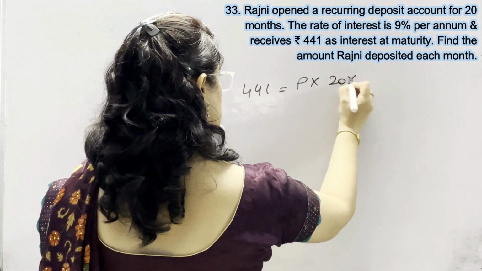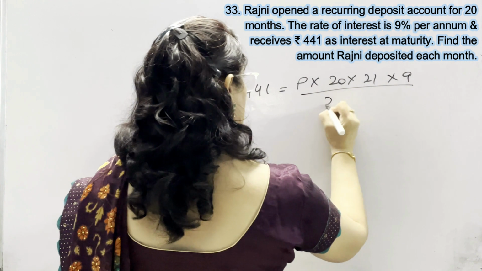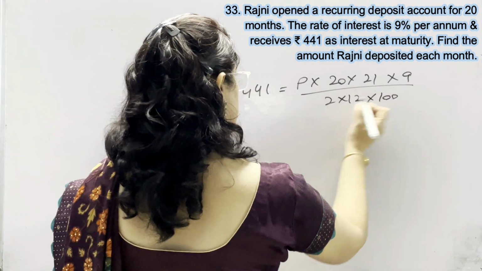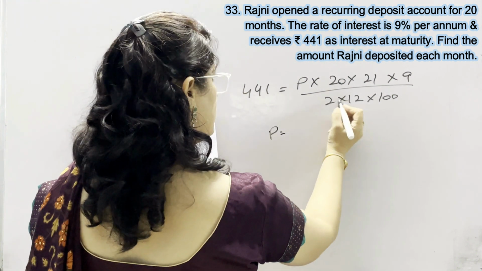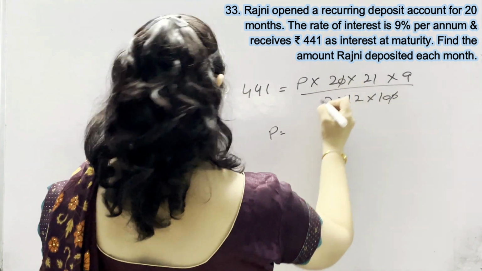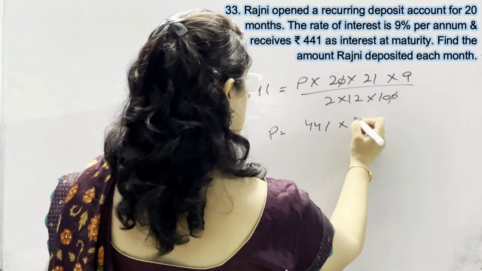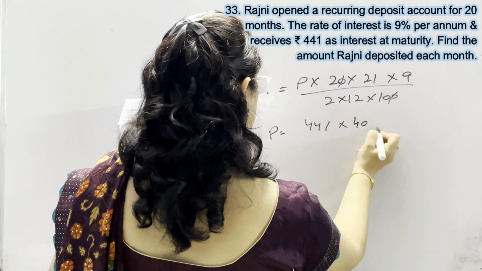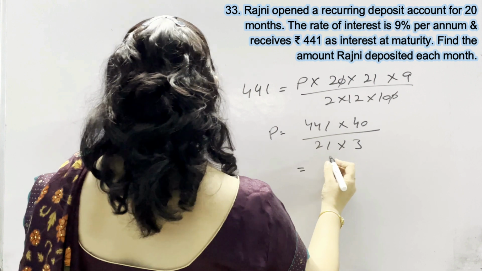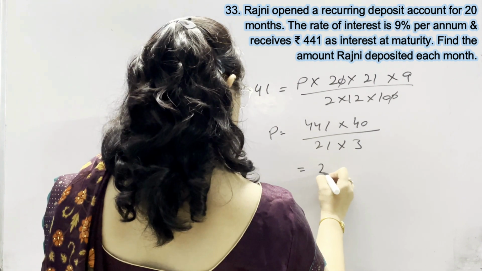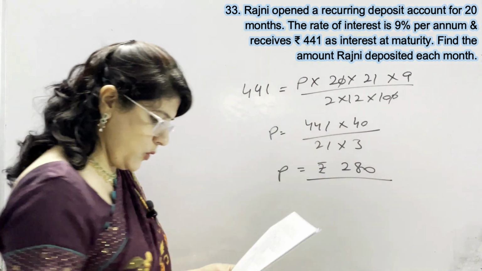Time is 20 months. So 20 plus 1 is 21 and the rate is 9% upon 2 into 12 into 100. P we need to calculate. So P is equal to 441 into 40 divided by 21 into 3. So after calculation, we will get rupees 280. So principal is rupees 280.